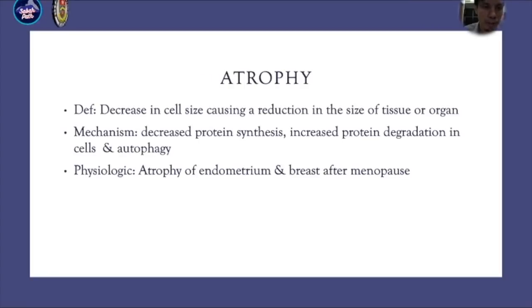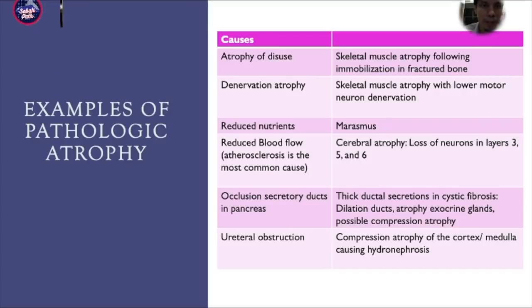Atrophy can be physiologic. Usually, it happens in the endometrium and breast after menopause due to loss of hormonal stimulation. And atrophy can also be pathologic. So examples of pathologic atrophy.